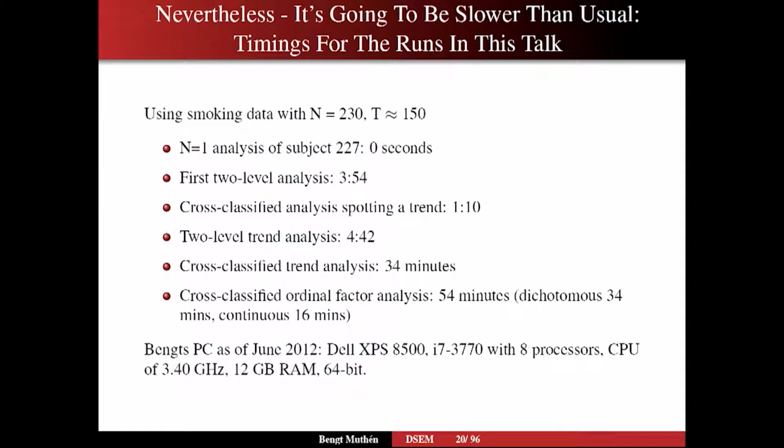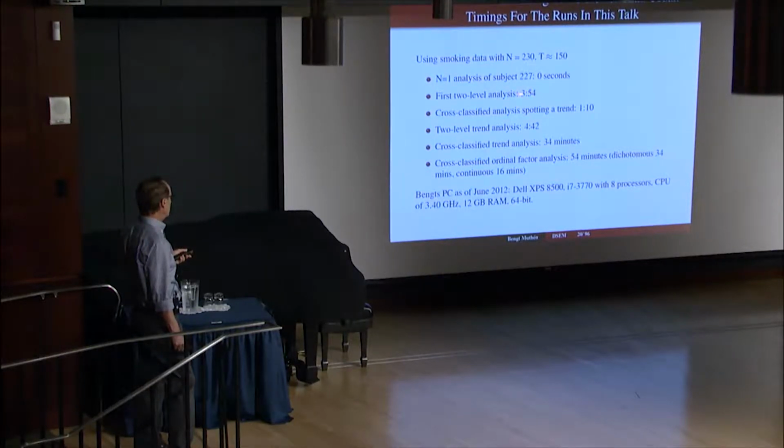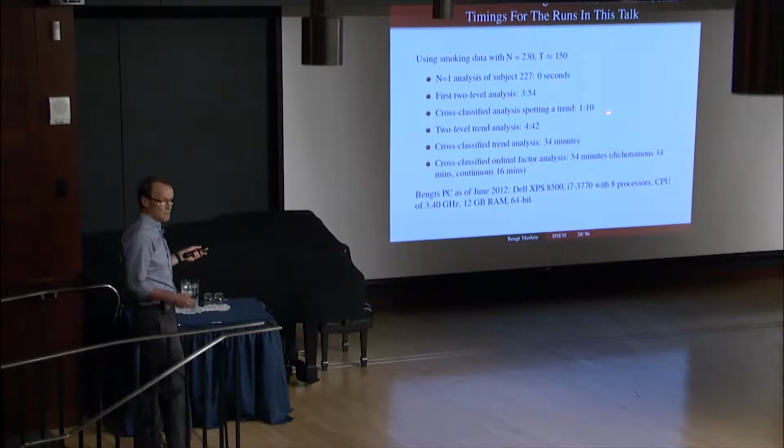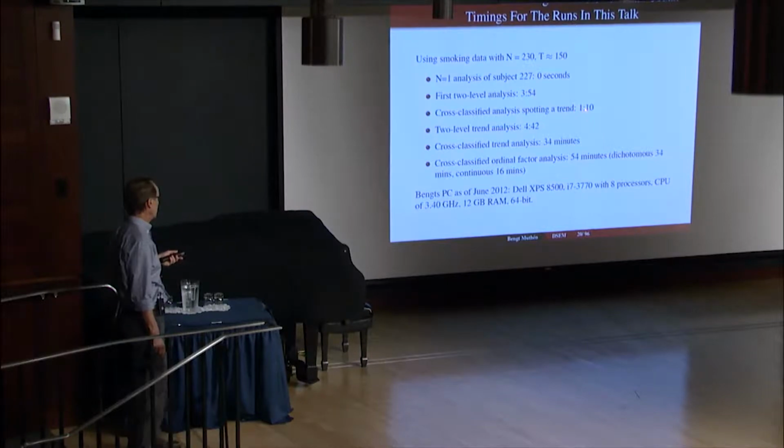So the talk that I'm going to give now on the applications of this, I'm going to use a data set with 230 people and about 150 time points. I do an n=1 analysis as a starting point. One person takes 0 seconds. So that's nice. But then I do a 2-level analysis, and we immediately jump up to 3, almost 4 minutes. And a cross-classified analysis, trying to find a trend, which I'm going to show is quite exciting, how you can find a trend by cross-classified analysis. Takes a little bit over 1 minute.